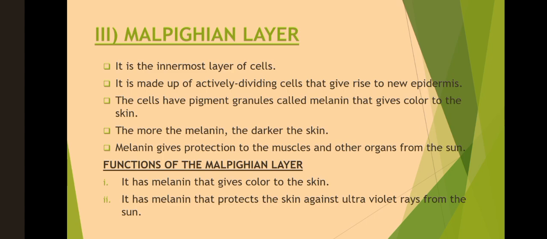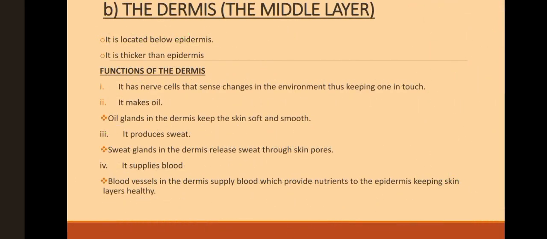The function of this malpighian layer is, number one, it gives the skin its color because of the presence of the cells that we are calling melanocytes, because those melanocytes produce that pigment that you are calling melanin, and it is that melanin that gives you your skin color. Apart from giving the skin color, melanin will also protect you from the harmful rays from the sun. Those harmful rays from the sun, we normally call them ultraviolet rays. With that, we are done with the first layer of the skin that you are calling epidermis.